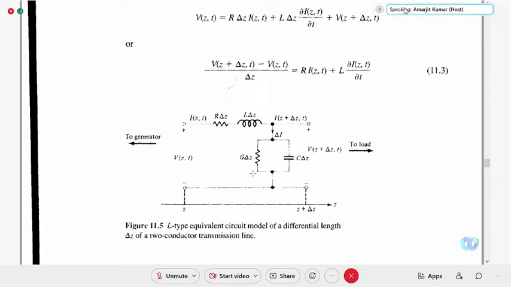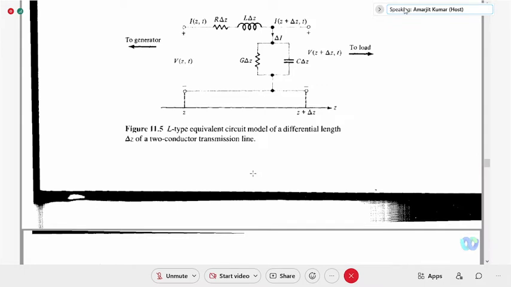So what you are seeing here? We have R delta Z series resistance, because R is the series resistance per unit line length. So for delta Z length of the transmission line, what will be the series resistance? R into delta Z. Similarly, what will be the series inductance? L into delta Z, and conductance G into delta Z, and shunt capacitance C into delta Z, for delta Z length of the line.